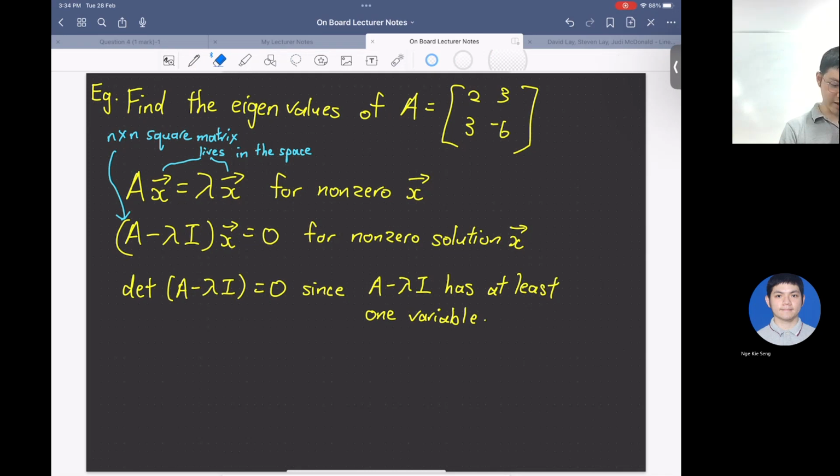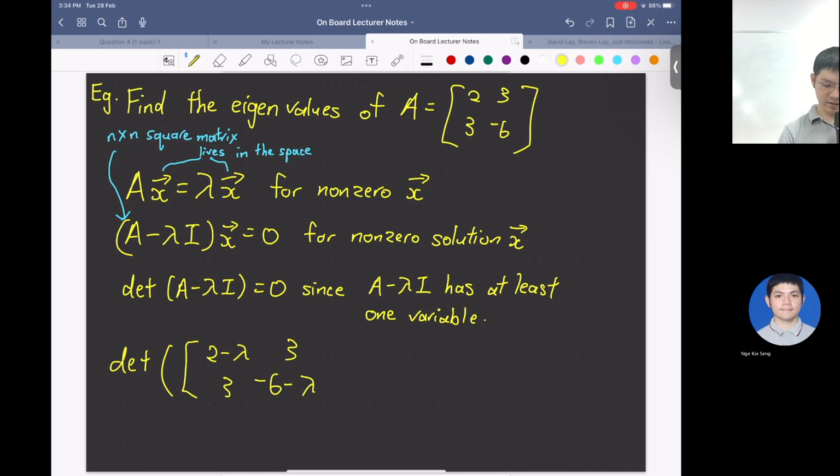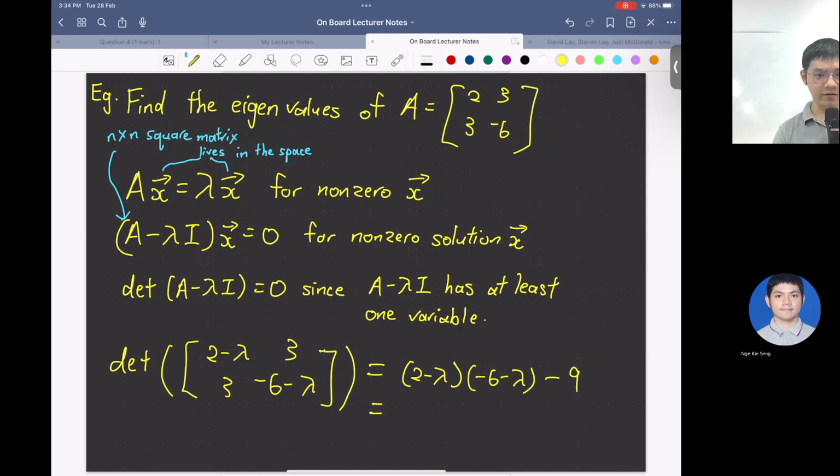So what is A minus lambda I in this case? The determinant of A minus lambda I is the determinant of the matrix with entries 2 minus lambda, minus 6 minus lambda, and 3. Okay, so what's the determinant of this? This is 2 minus lambda times minus 6 minus lambda, minus 9. Okay, so what do you get for this?